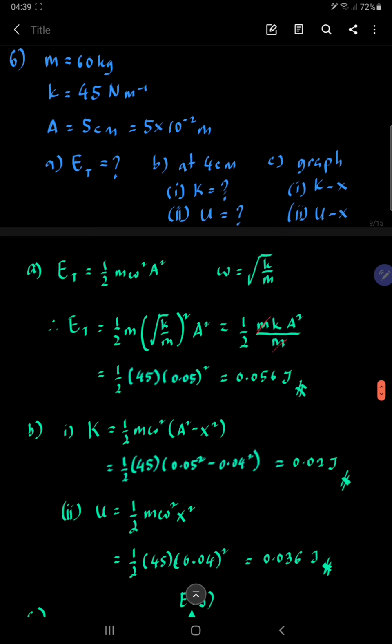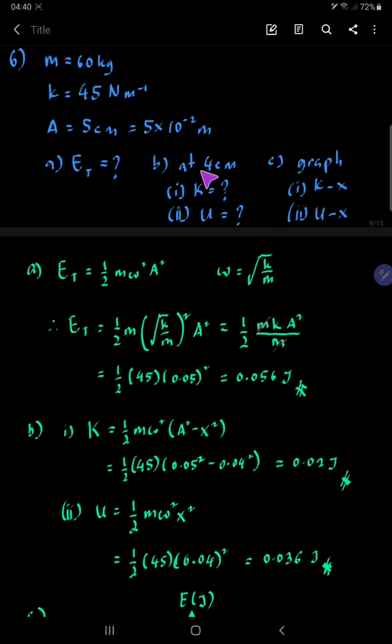Okay, how is it? So first, total energy equals half m omega squared A squared. At the same time, omega equals the square root of k over m. By combining these two equations, you will get this, and then we may simplify it to be like this. Then we just substitute the values of k and A given already, which are 45 and 0.05. Then you will get the total energy, which equals 0.056 joules. Okay, settle for the first part, which is E total.